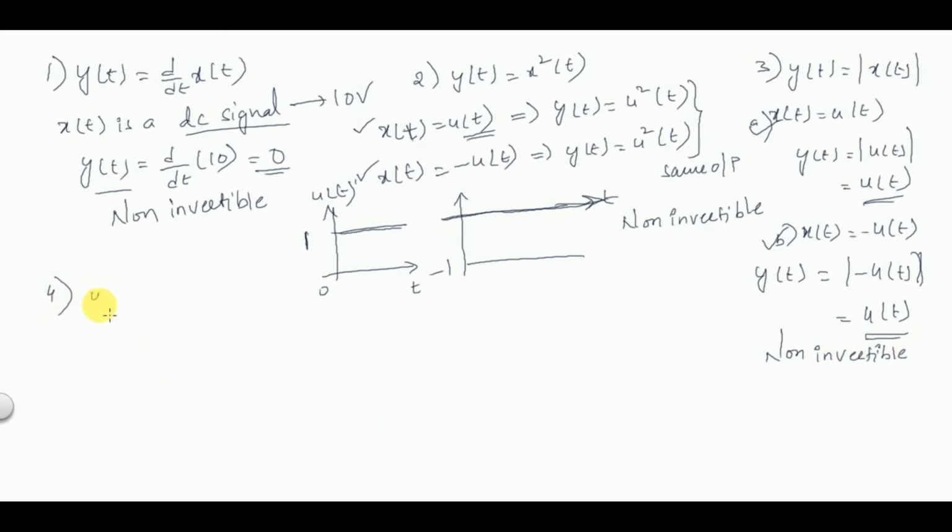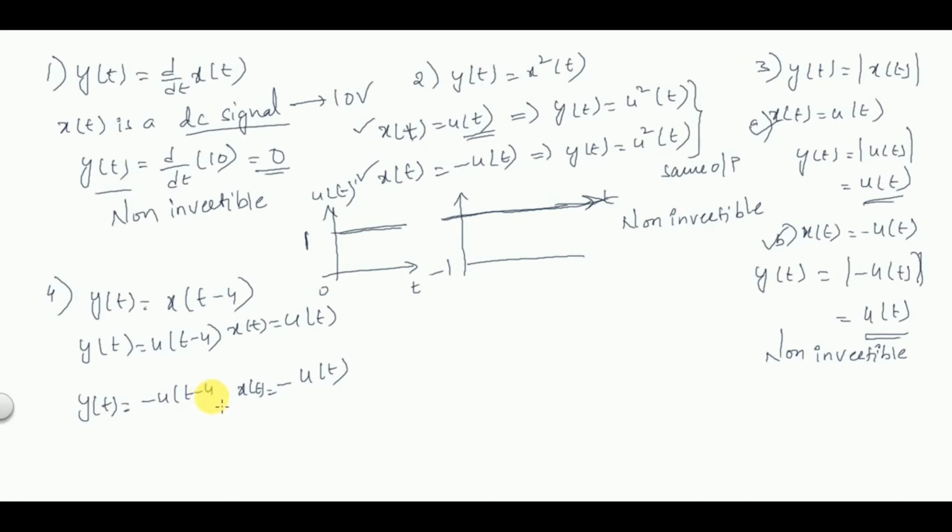Suppose I'll take another example. y of t is equal to x of t minus 4. Same, u of t I will take and minus u of t I will take. So in this case, for x of t equal to u of t, y of t is equal to u of t minus 4. And when x of t is equal to minus u of t, then y of t is equal to minus u of t minus 4.